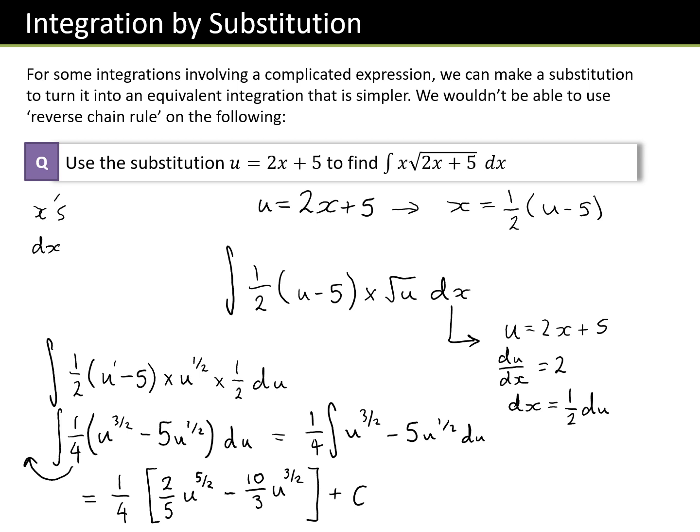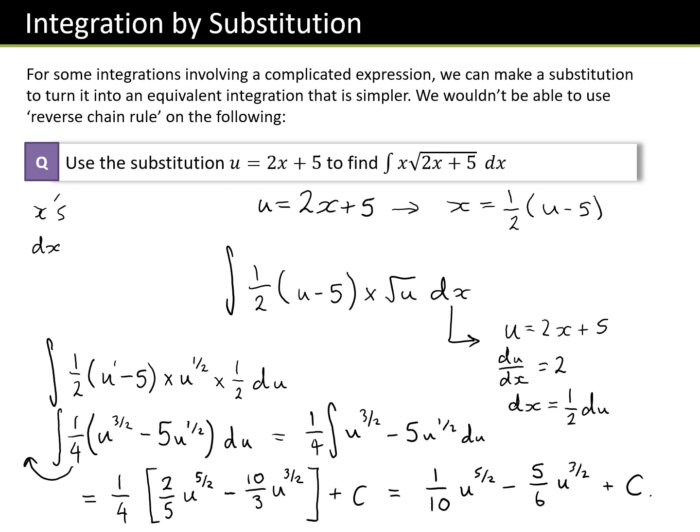Because we haven't got limits, we've got nothing else to do, have we? So our answer is just multiply this out. So 1/10 u to the power of 5 over 2 minus 5 over 6 u to the power of 3 over 2 plus c.